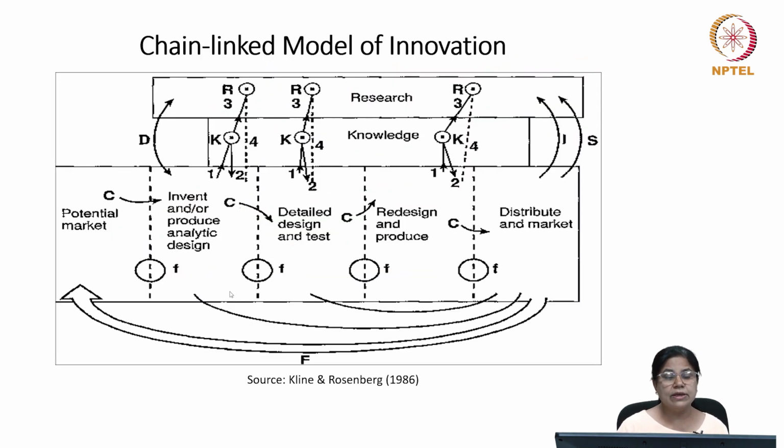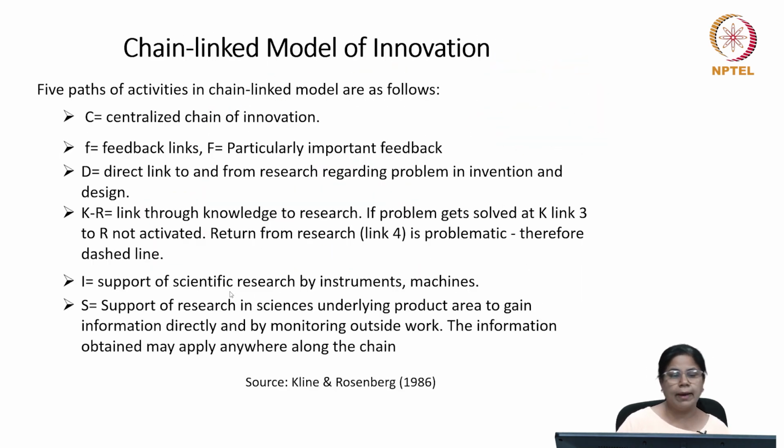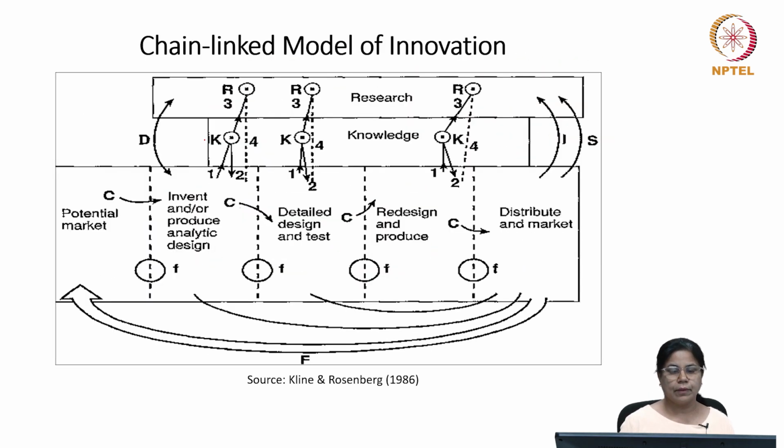Then what you have is the feedback. In the feedback you have two types: the feedback link, and the capital F one, which is a particularly important feedback. This feedback applies to each of the steps that have been engaged, but it doesn't limit itself to that. It can be more generic in nature on a day-to-day basis, which may require interaction amongst the different teams engaged either in inventing the product, or in testing or the final design.